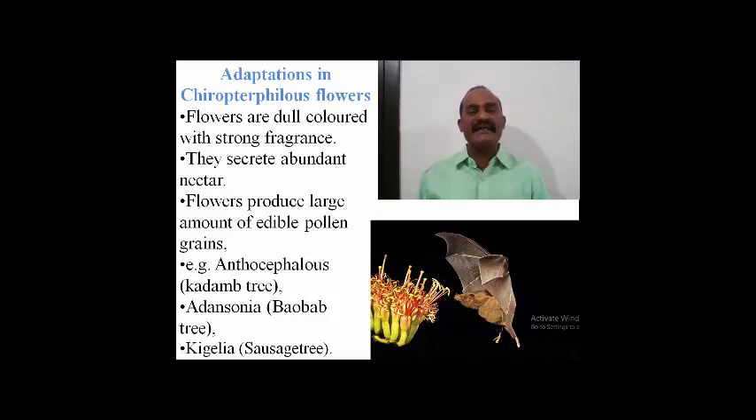They secrete abundant nectar. Flowers produce a large amount of edible pollen grains. Many times these flowers produce a rotten flesh-like smell, which is very important for attracting the bats. The most common examples of chiropterous plants are Anthocephalus, which we call the kadamba tree, or Adansonia, the baobab tree, or Kigelia pinnata, the sausage tree. These are the examples of chiropterous flowers.